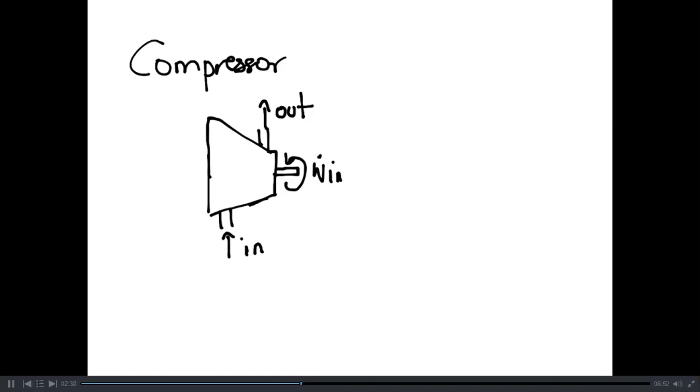A compressor, for instance, is a device that increases the gas pressure by external work. So we usually have to plug it into the electricity. We have a shaft that is doing external work, and there is a fluid that goes inside, and then a fluid that goes outwards. So the enthalpy level at the outlet is larger than the enthalpy level at the inlet.